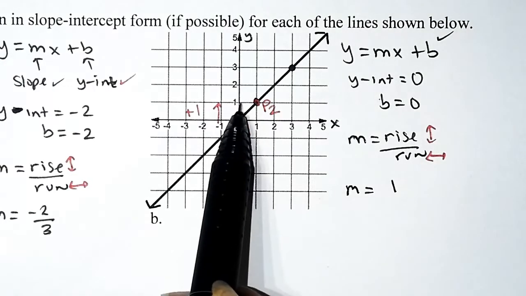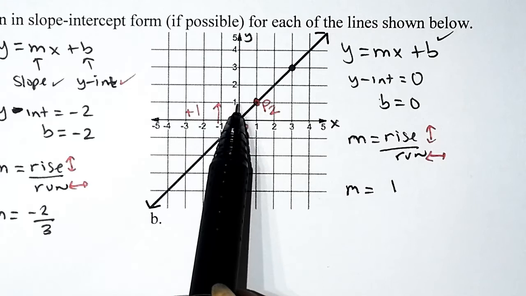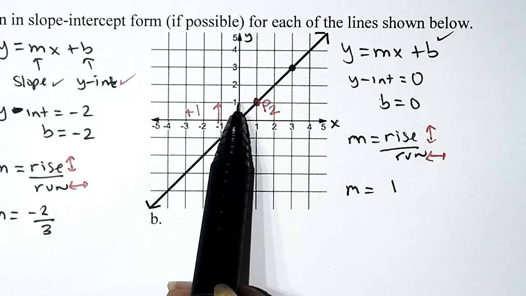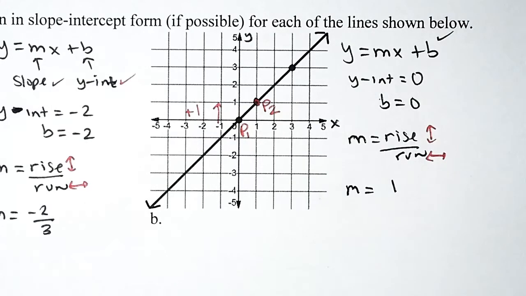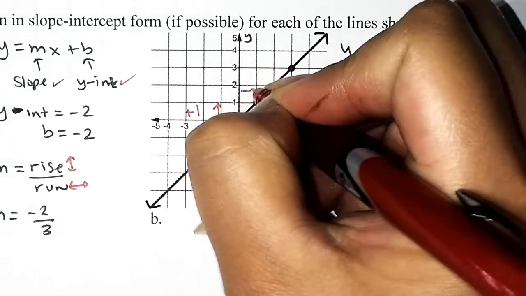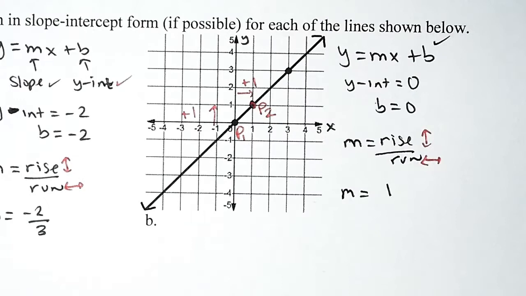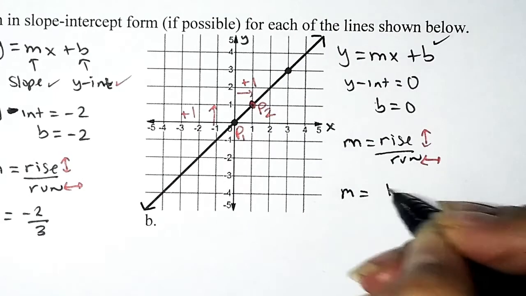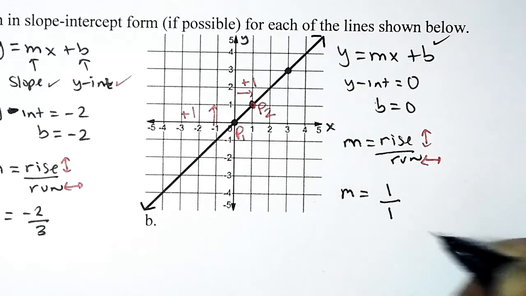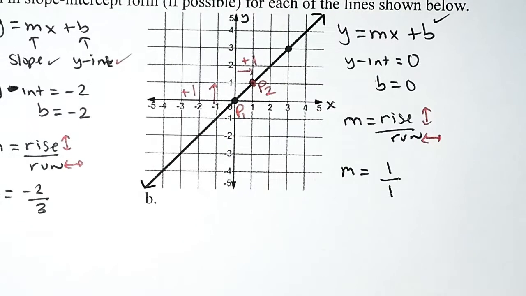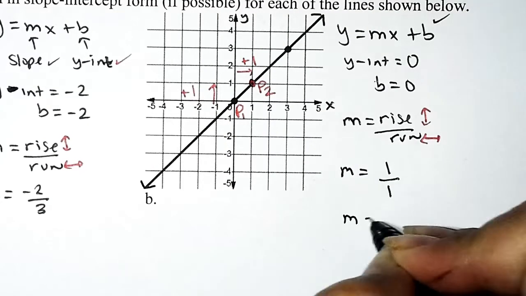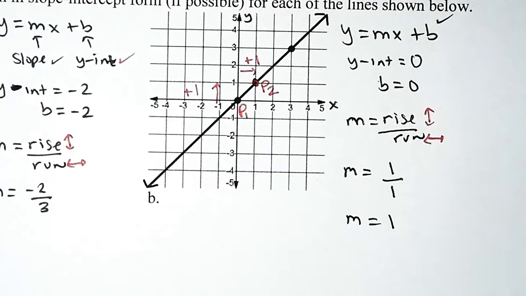Now that we're at the same height, how many units are we moving side to side to get to our mark? So in this case, after we go up 1 unit, we're going to go 1 unit to the right. So because we went to the right, our run is going to be positive as well. So the slope, ratio, rise to run, our rise is +1, our run is +1, and that can be simplified to just 1.